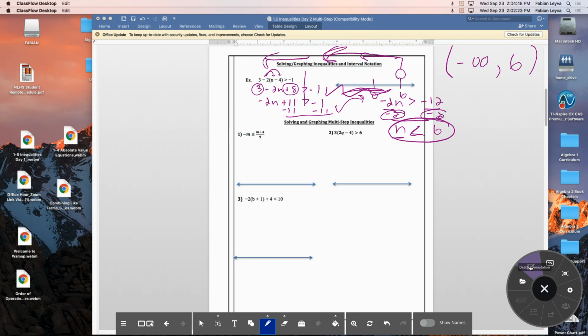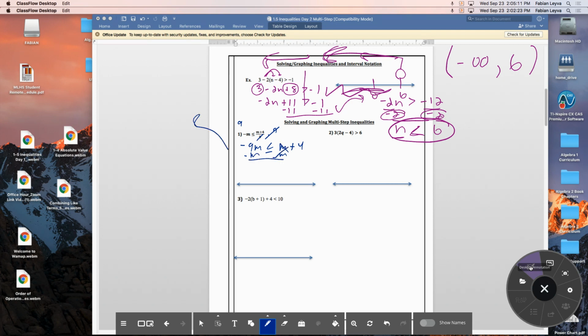So number one, I notice that I have variables on both sides, but more importantly, I have an annoying fraction. So let me get rid of that fraction to begin with. I'm going to multiply by 9 on this side, multiply by 9 on this side. These cancel out. You're left with negative 9m is less than or equal to m plus 4. So this got a lot easier very quickly. All I'm going to do is minus m on this side. These are going to cancel out.